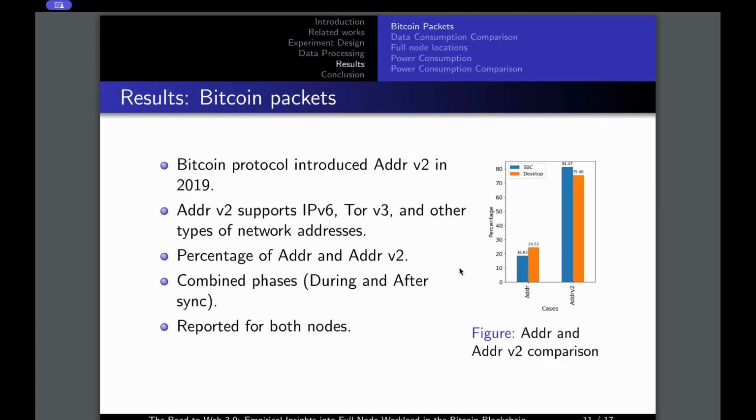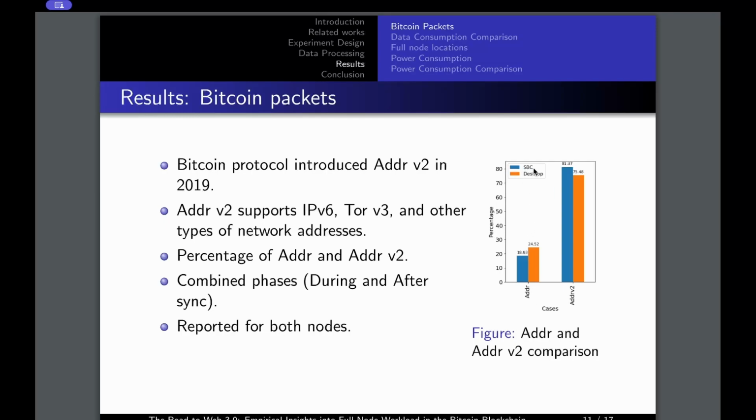So next I want to talk about some packets that we have found important. We reported everything in the paper, but here I want to talk about a few highlights. So there's the addr packet and the addrv2 packet. The addrv2 packet was introduced to the Bitcoin protocol in 2019. It can support IP version 6, Tor version 3, and some other network addresses. So we see that addrv2 is used significantly more than addr itself. And we have the results here.